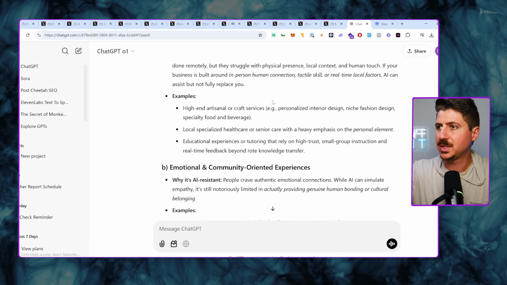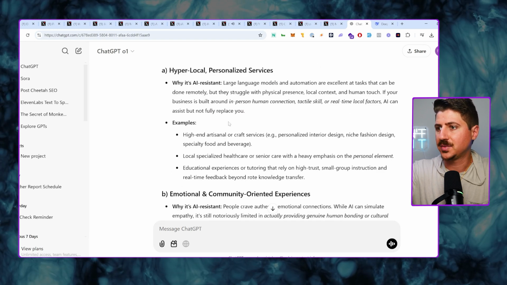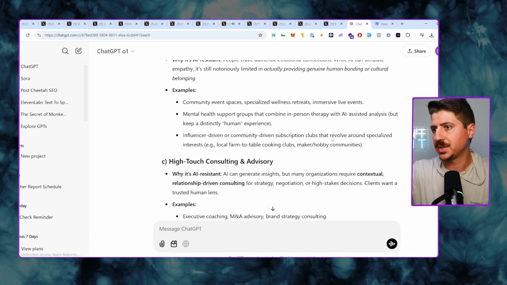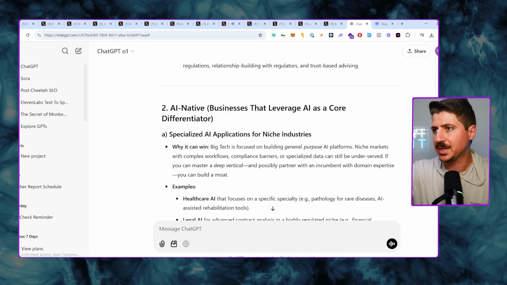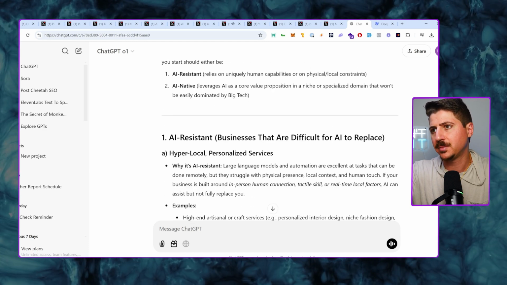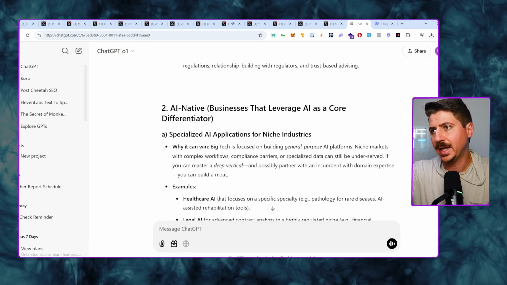Hyperlocal personalized services. It explains why it's AI resistant. It gives some examples: emotional community-oriented experiences, high-touch consulting and advisory. And then, so it only gave us 3, right? And then it jumped into some of the AI native business ideas.